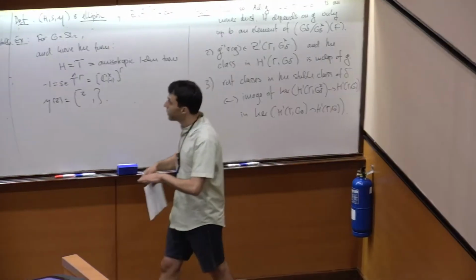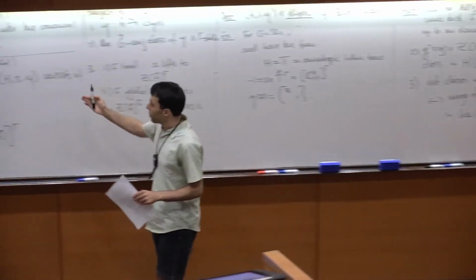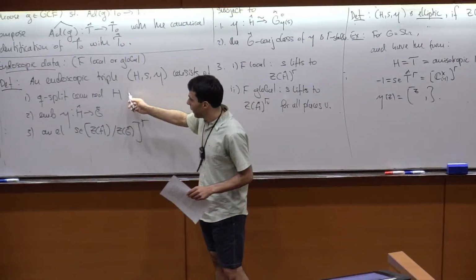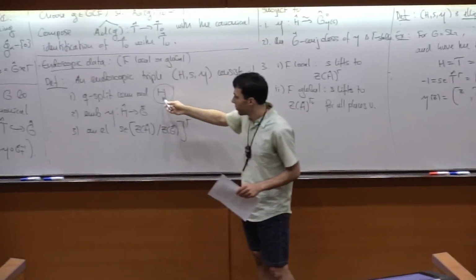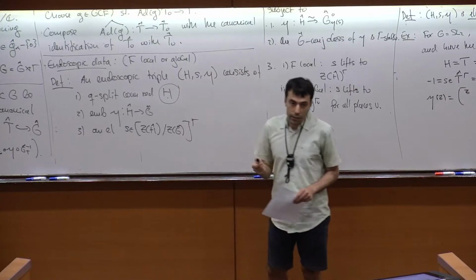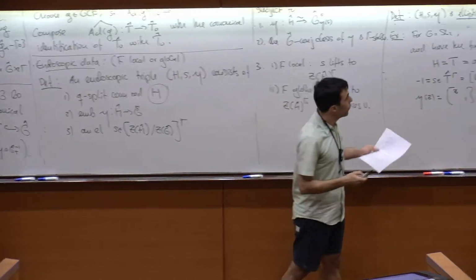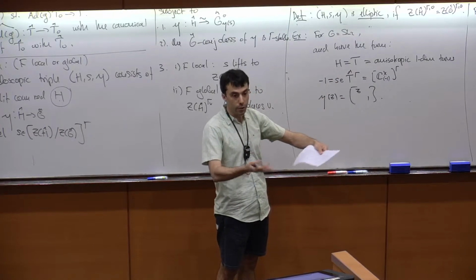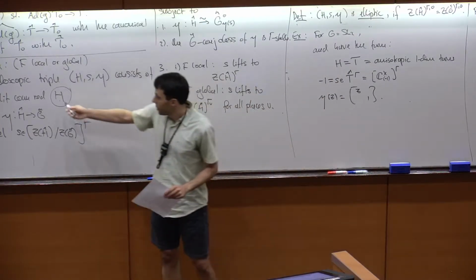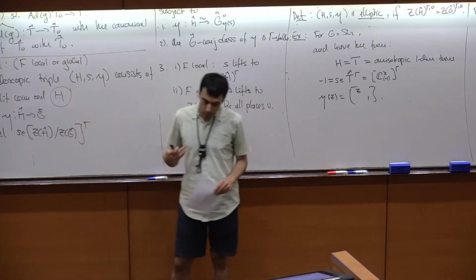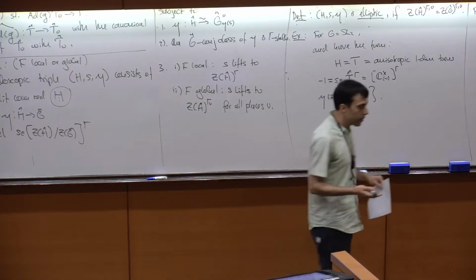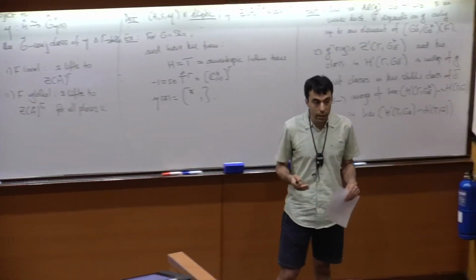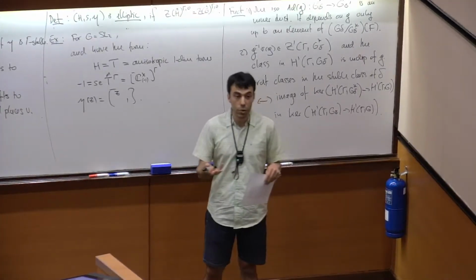The trouble is, see, endoscopic data, well, they have a group, the endoscopic group, but in the case of SL2, the endoscopic group was an anisotropic torus, and it could be identified with a maximal torus in G. Well, this group H is not going to be in any natural way a subgroup of G, and there may not be any way at all to put it into G.